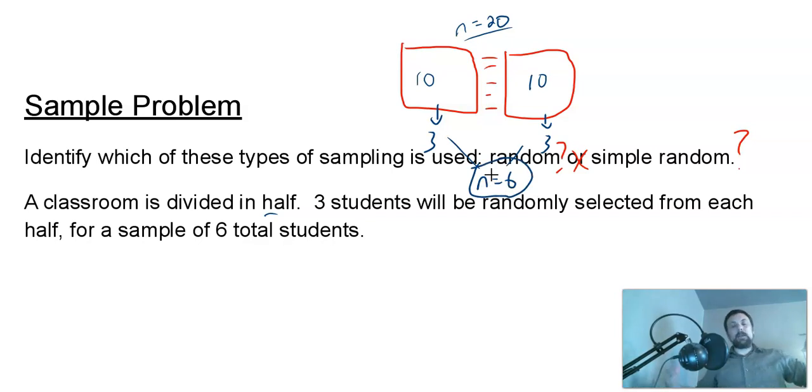Commonly the sample size is represented with the letter n. So n will be equal to 6. Now I put n equals 20 here, but that's really my population. So I should have used capital N for that.